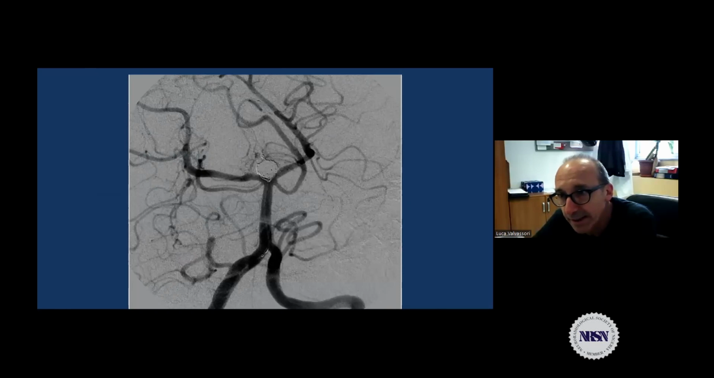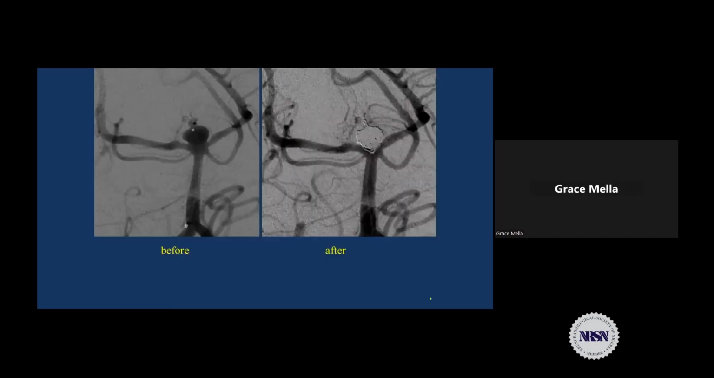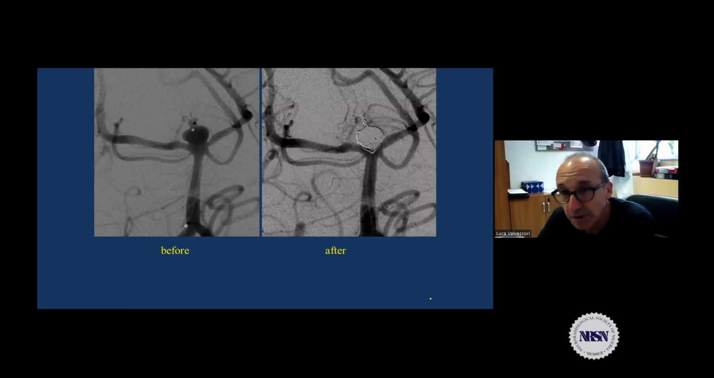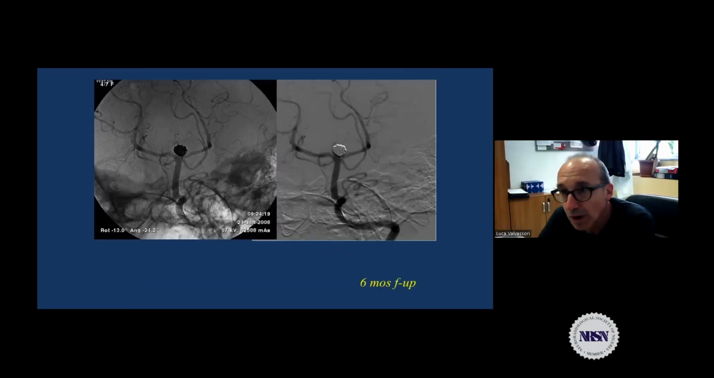This is the final result. The aneurysm is occluded, as you can see. This is before and after. 6 months follow-up, still okay. There's a small prolapse of this loop of the coil inside the vessel, but it's of no importance.